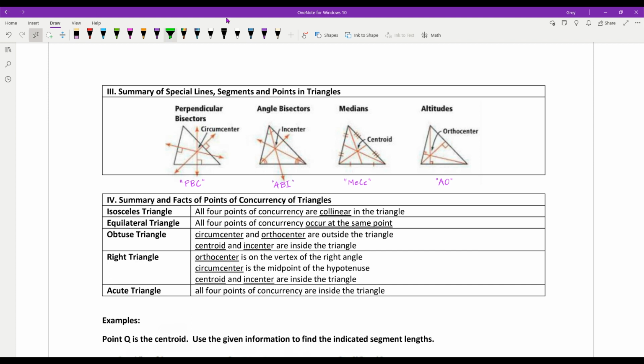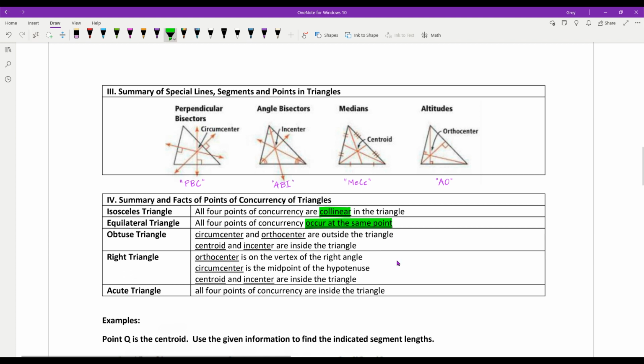In an isosceles triangle, all four points of concurrency are collinear. So if it's isosceles, they're all collinear. If it's equilateral, they all intersect at the same point. You have this information. I prefer not to memorize that information because I think it's a lot. I think it's easier to draw it and see it.